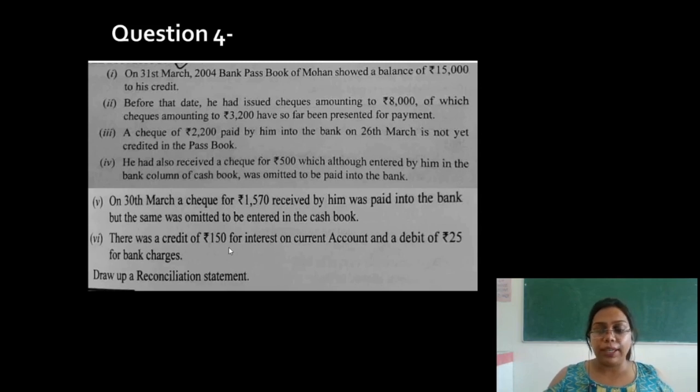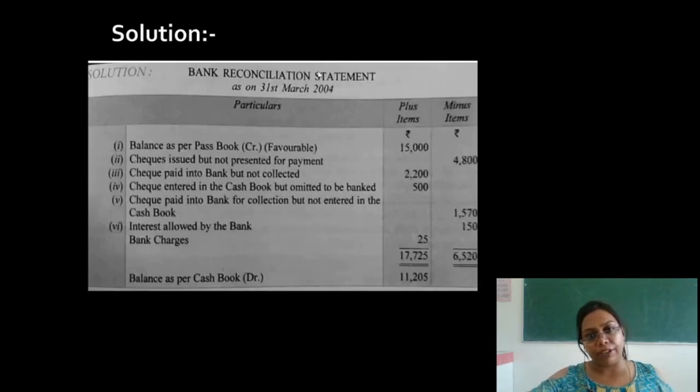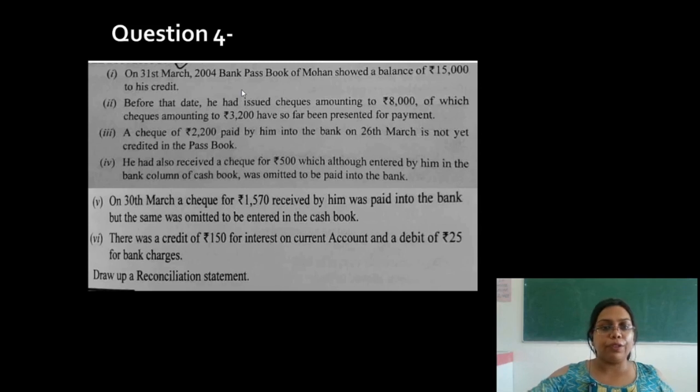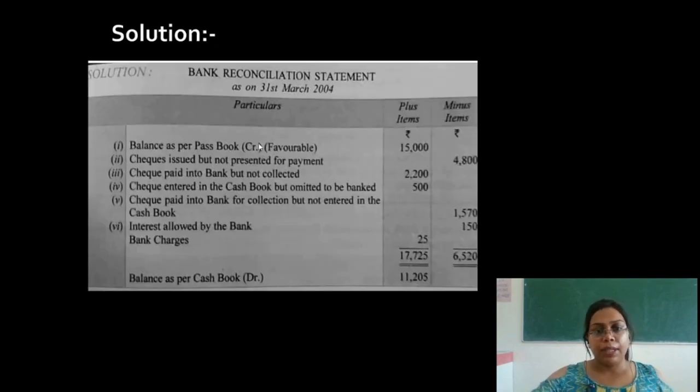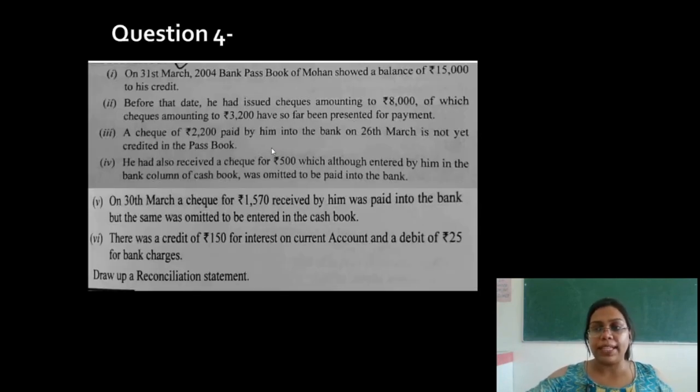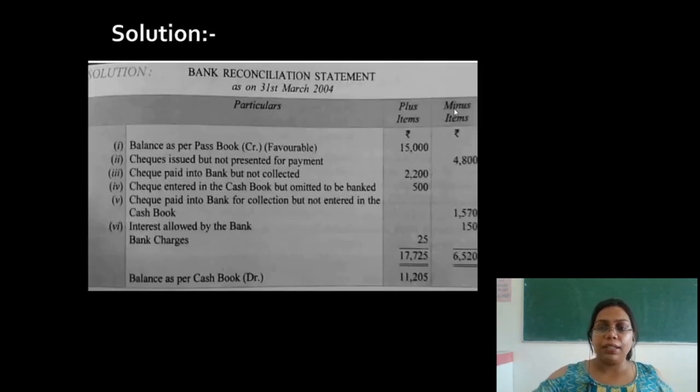Okay, so what we'll again do is prepare the bank reconciliation statement as on 31st March 2004. We'll have to start from the credit balance as per passbook. Credit balance as per passbook is a favorable situation for Mohan. So we'll write credit balance, or favorable balance, as per passbook, and the amount of rupees 15,000 will be written in plus items. Favorable balance will be written in the plus items and unfavorable balance will be written in the minus items.